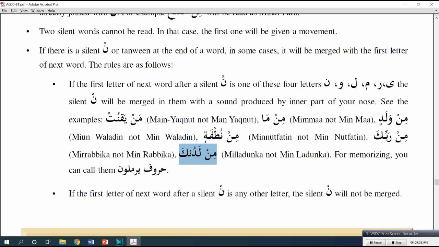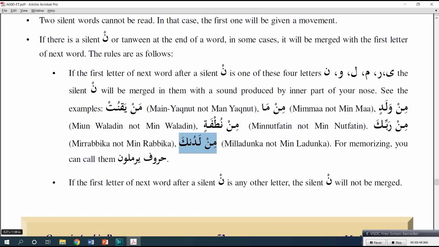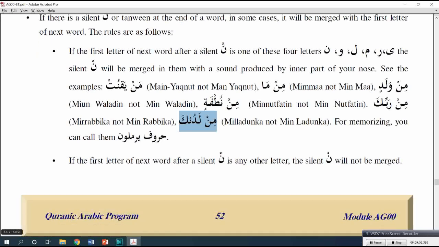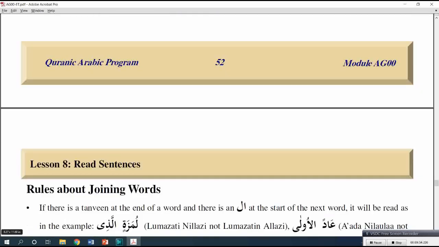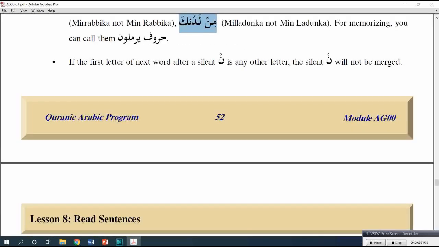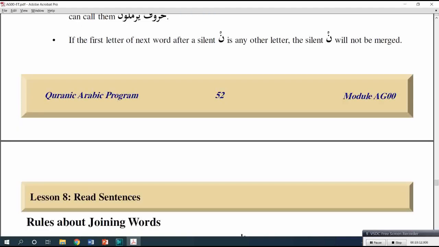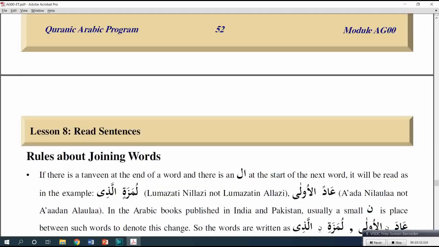If the first letter of the next word after the silent noon is any other letter, the silent noon will not be merged. These are some exceptions. In that case you will not merge, like min ahadin, for example, min ahadin. So these are the rules of merging words.